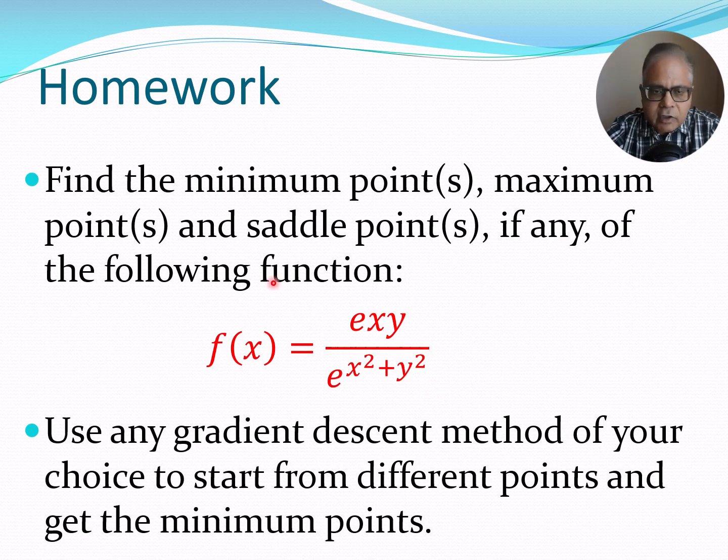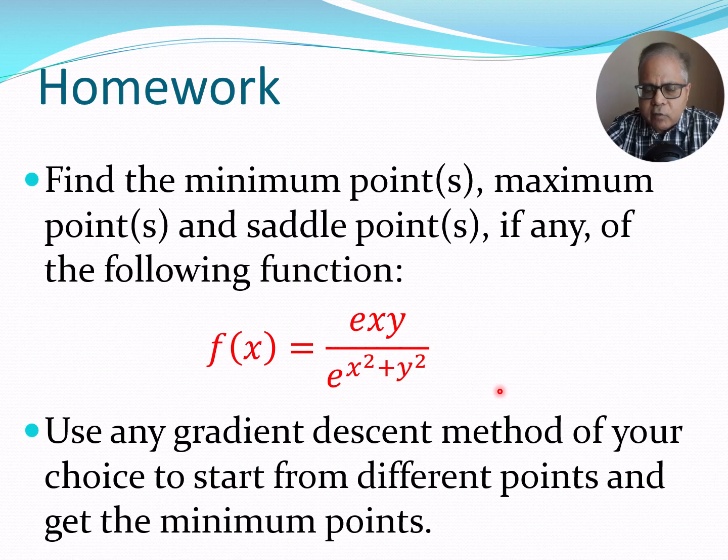So anyway, returning to this function, this is the function here, e into x into y divided by e square, e to the power x square plus y square. Now what you need to do is find the minimum point, maximum point, and saddle point, if any, for this function. Now you could do it by plotting, you could do it by using the optimality criteria of setting the gradient vector to 0 and so on.